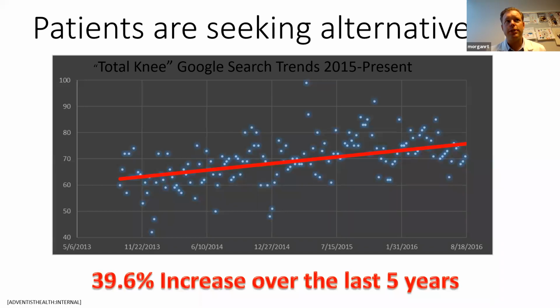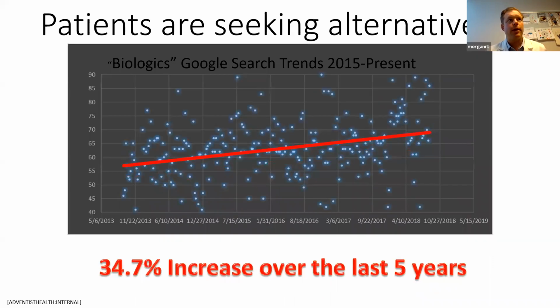But patients are seeking alternatives. So as we do a search of these Google trends, you see patients Googling total knee. From 2015 to the present, there's been a 40% increase over the last 5 years. Same thing with the searching for biologics. You may be asking what that means. We're going to get into that.